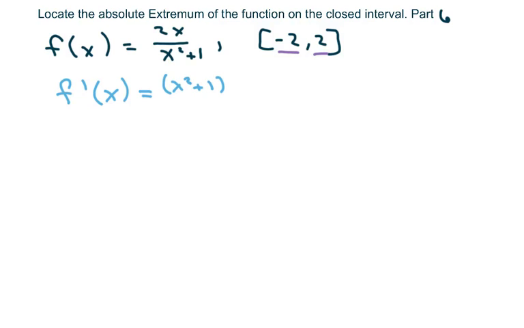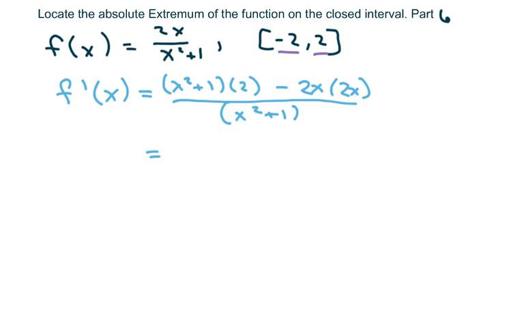by multiplying your denominator by the derivative of the numerator minus your numerator times the derivative of your denominator. And then you take your denominator and you square it. You clean this up, you get 2x squared plus 2 minus 4x squared, and this should be squared all over x squared plus 1 squared.